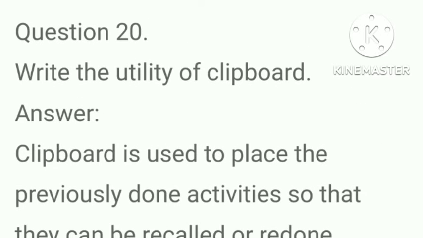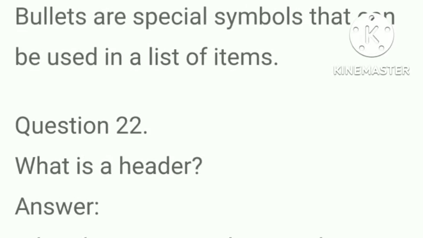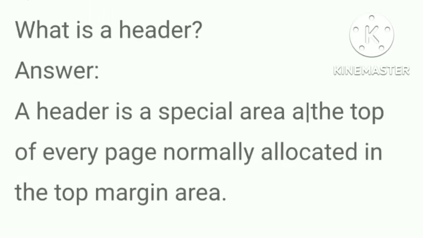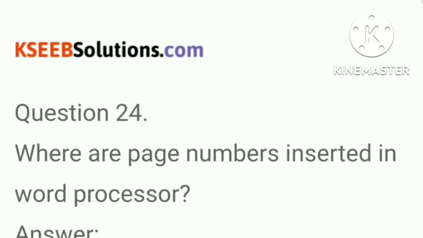Write the utility of clipboard. Answer. Clipboard is used to place the previously done activities so that they can be recalled or redone. What are bullets? Answer. Bullets are special symbols that can be used in a list of items. What is a header? Answer. A header is a special area at the top of every page, normally located in the top margin area. What is a footer? Answer. Footer is a special area at the bottom of every page, normally allocated in the bottom margin area.